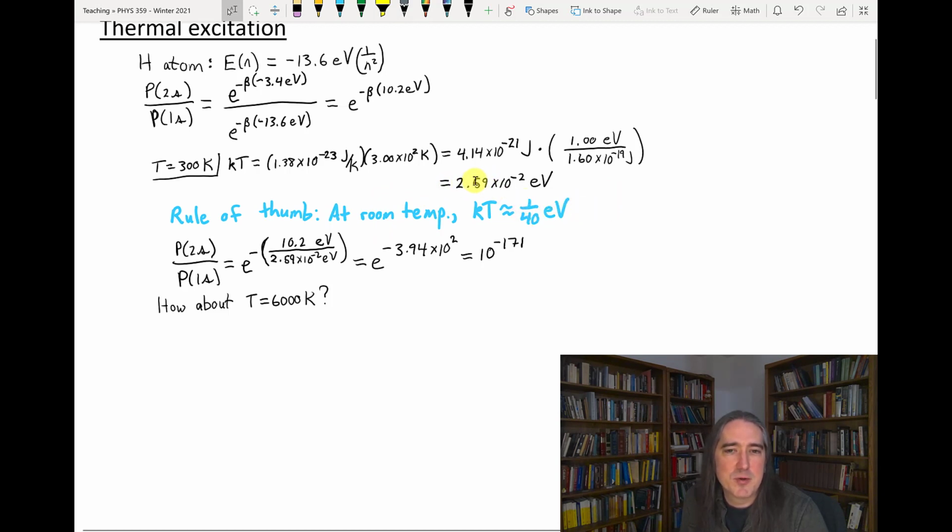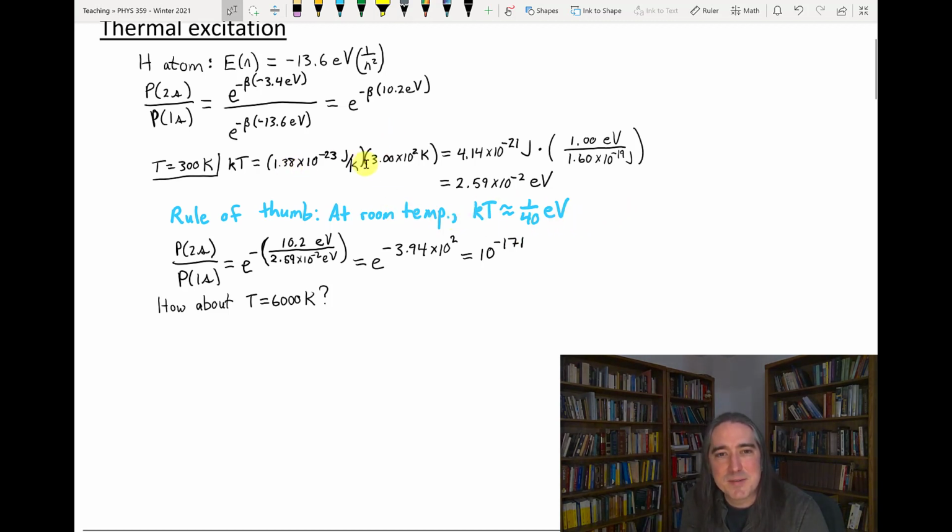Okay, 1 over 40 would be 2.5. It's 2.59 again. That's why it's called a rule of thumb. This is good to 5% for sure. There's an error here that's a couple percent. Again, if your room is at 295 instead of 300, that's another couple percent. So this is good to 5% at least. So at room temperature or normal temperatures that you're accustomed to, kT is 1 over 40 eV. That's a good way to get quick estimates for things.